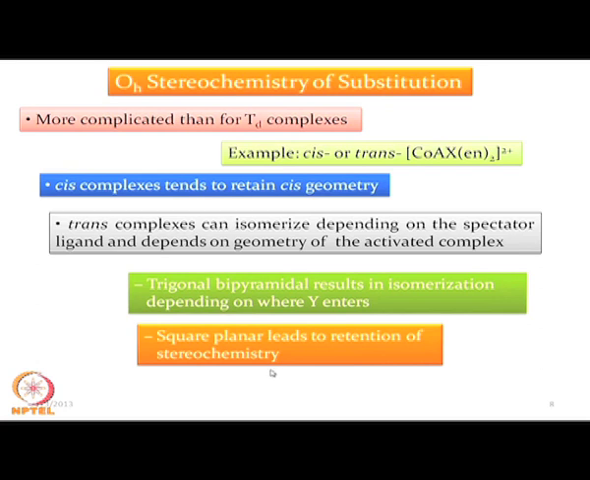So, in our next class we will consider particularly the octahedral geometry, how the cis and trans geometry give rise to different products depending upon the different reactivity with the hydroxide ions. Thank you very much.